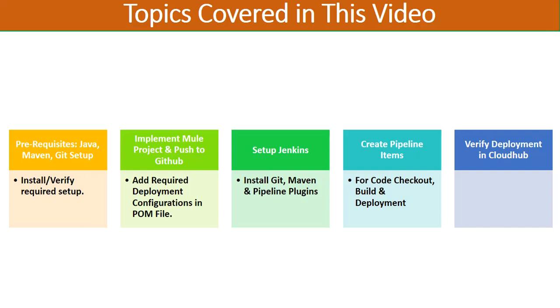Once we are confident about the prerequisites, we will do a basic implementation of a Mule project in Anypoint Studio, and we will see how we can push the code to GitHub. Then we will do the required deployment configurations in our pom.xml file, and I'll explain the required configurations for the Maven plugin that we need to do in order to enable our project to get deployed into CloudHub based on the Jenkins pipelines.